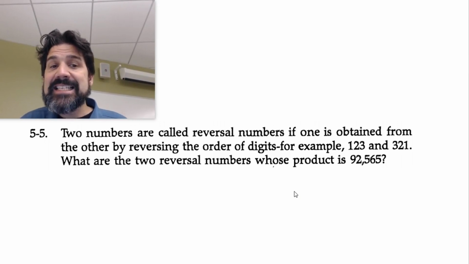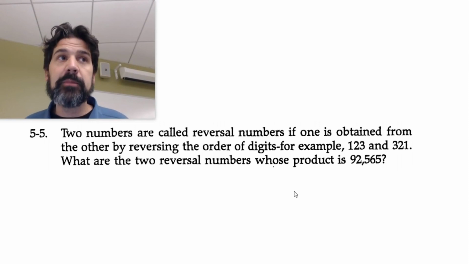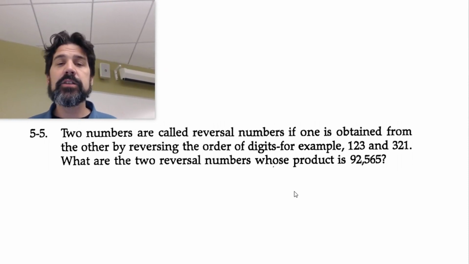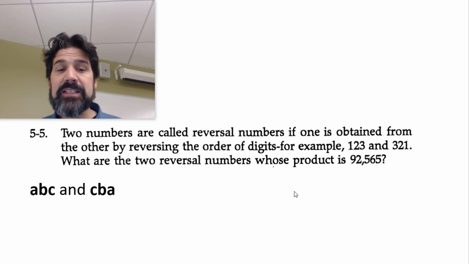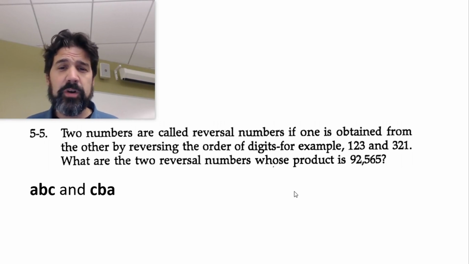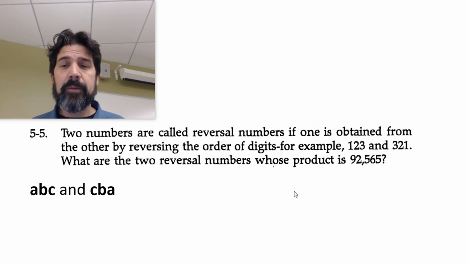Notice it ends in a 5. So that means that one of my two numbers must end in a 5. There's no other way to get it. So I've got ABC and CBA. It's going to be a 3-digit times a 3-digit. You could play around with 2-digit numbers and 2-digit numbers, or 4-digit and 4-digit. You'll notice that they would be way too small or way too big. But 3-digit numbers are going to work.